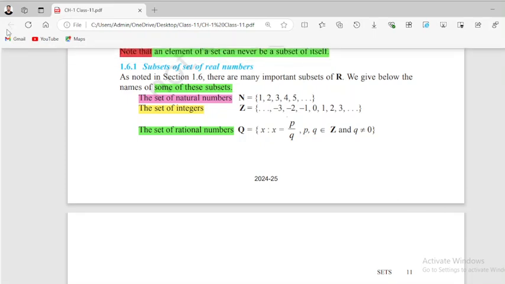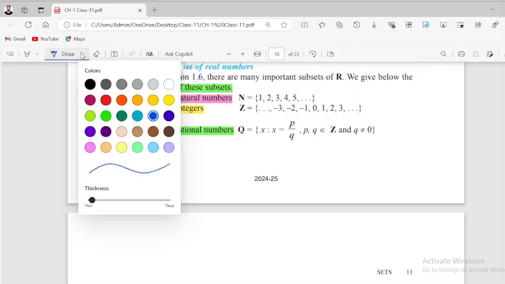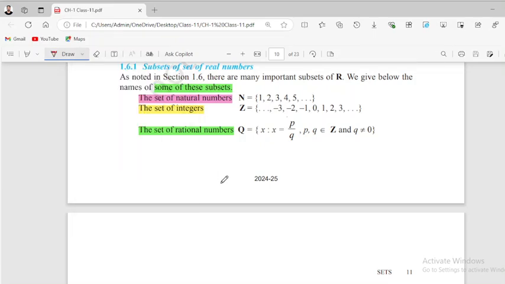Today we will discuss the topic: subsets of the set of real numbers. In this topic, there are many important subsets of the real numbers. We give below the names of some of these subsets, starting with the set of natural numbers.